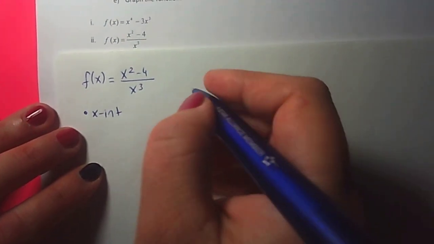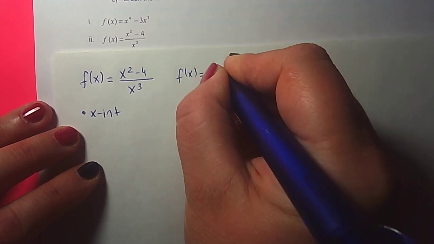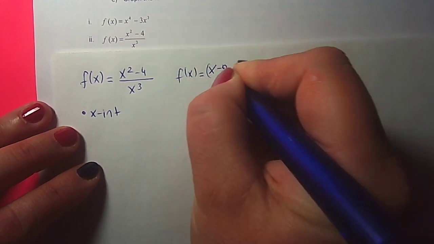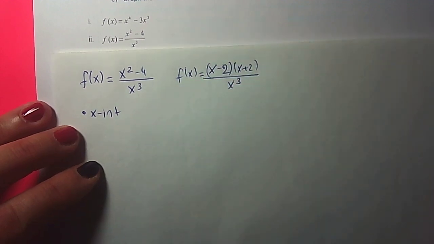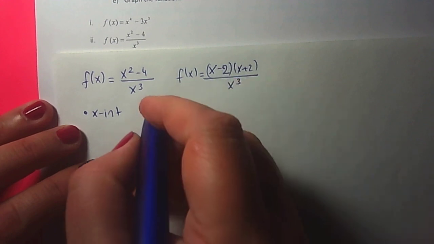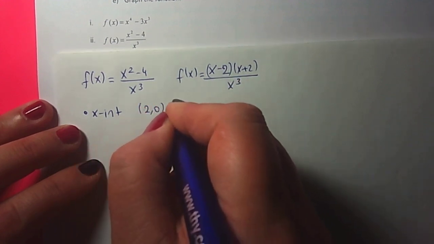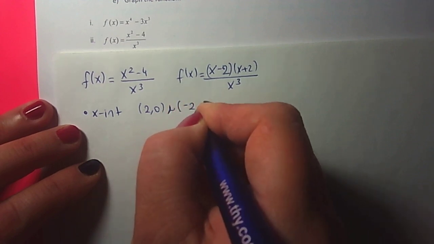To get the x-intercepts, you need to factor f of x. So the numerator is (x minus 2)(x plus 2), and the denominator is x cubed. Based on that, we take the zeros of the numerator. We get (2, 0) and (negative 2, 0).